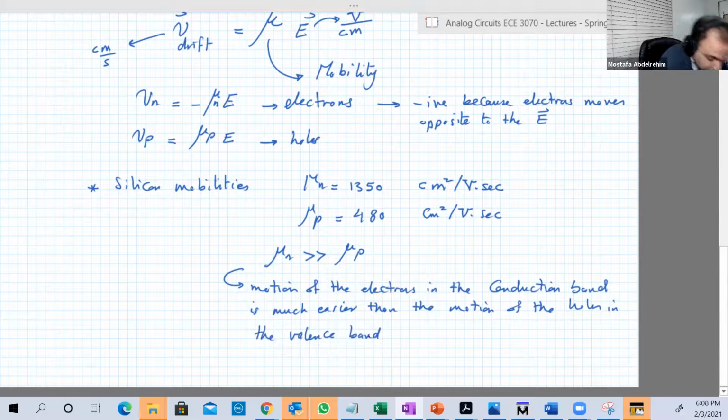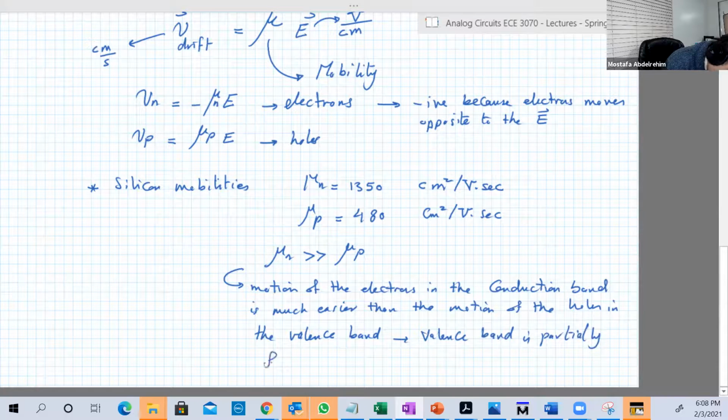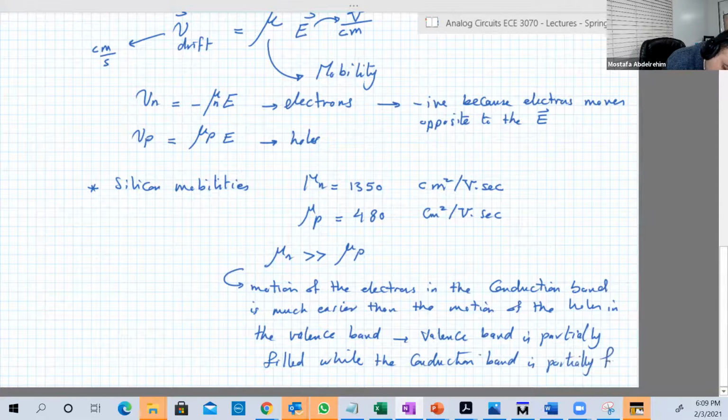And why is that again? Because the valence band is partially filled, while the conduction band is partially free. Okay, guys, that's good.